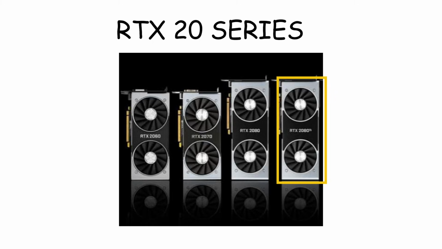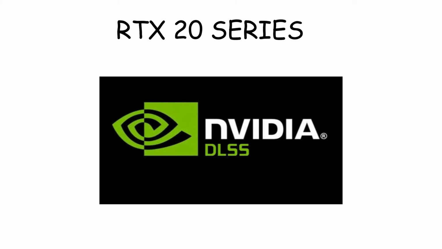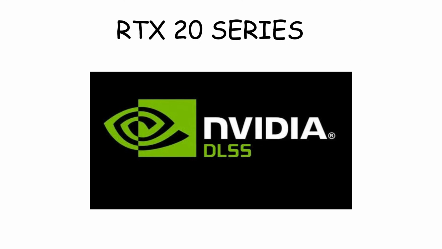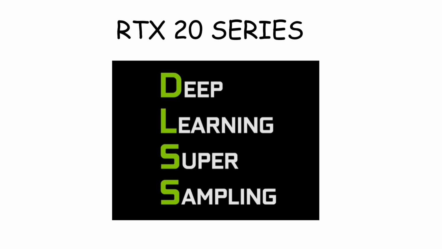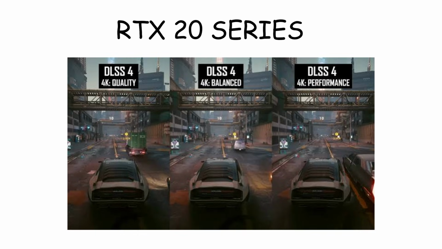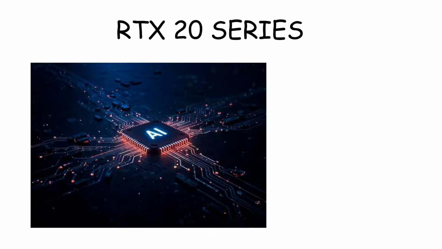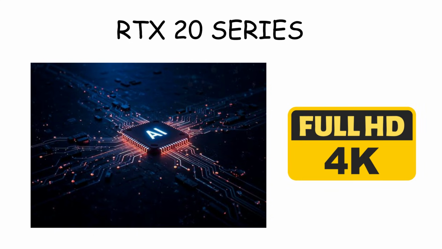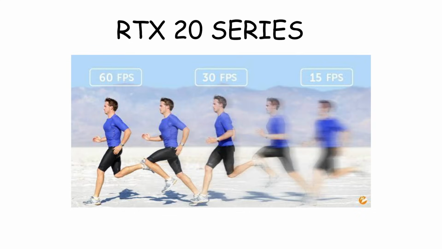The RTX 20 series includes the RTX 2060, RTX 2070, RTX 2080, and the flagship RTX 2080 Ti. These cards also introduced DLSS for the first time. DLSS stands for Deep Learning Super Sampling. It uses an AI model to upscale a lower resolution image to look like a higher resolution one. So instead of rendering at 4K natively, the GPU renders at 1440p and AI makes it look like 4K. Better frame rates, similar visual quality.